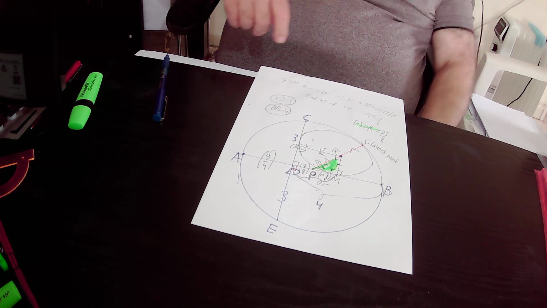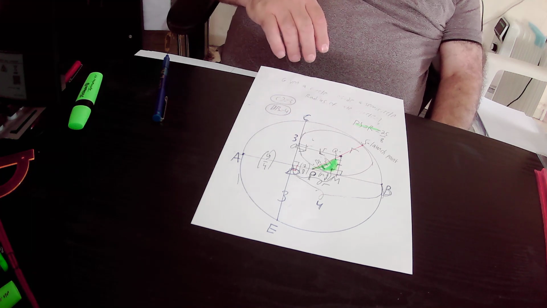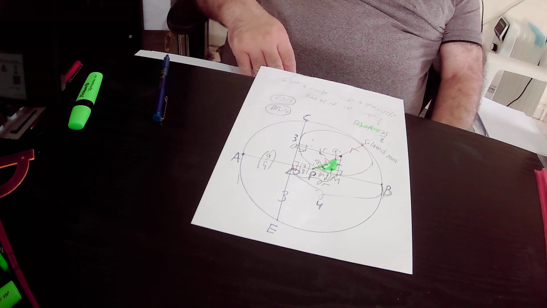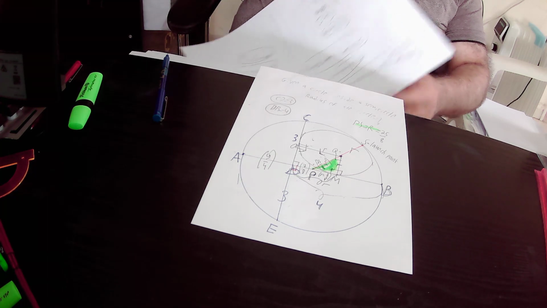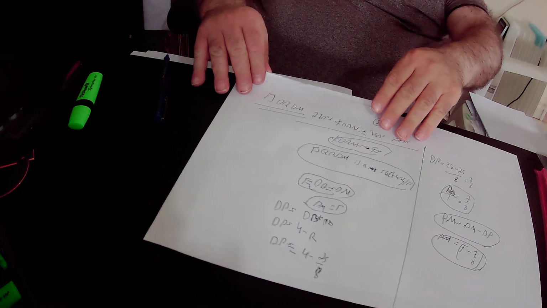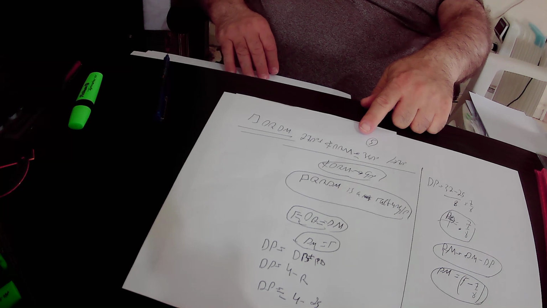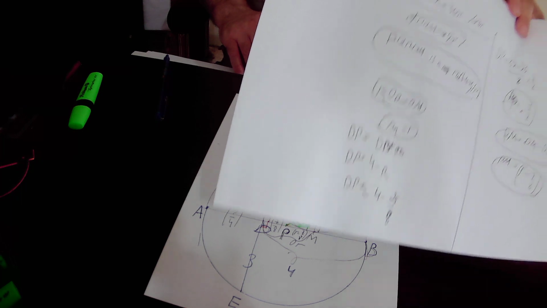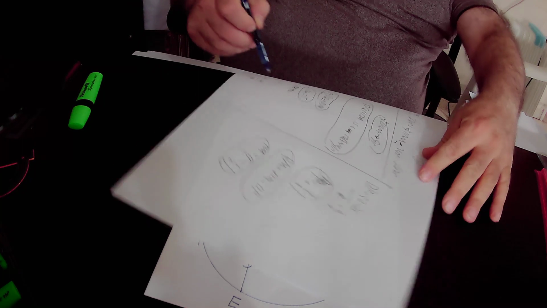So we focus on quadrilateral OQDM. In quadrilateral OQDM, we have 1, 2, 3 right angles. The sum of 3 right angles is 90 times 3, which is 270 degrees, plus the size of the fourth angle, that is actually angle OQM.